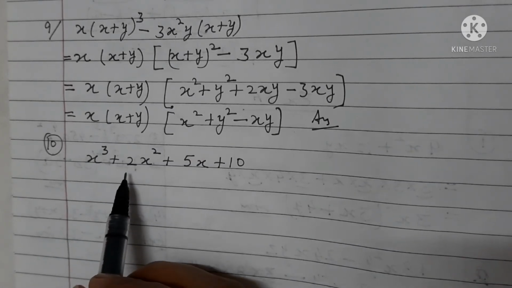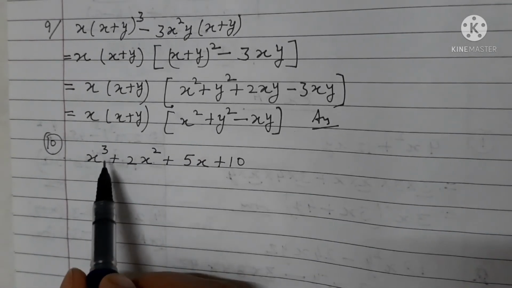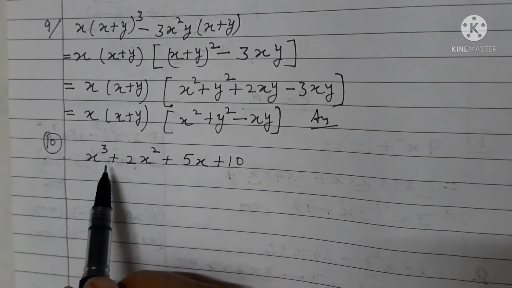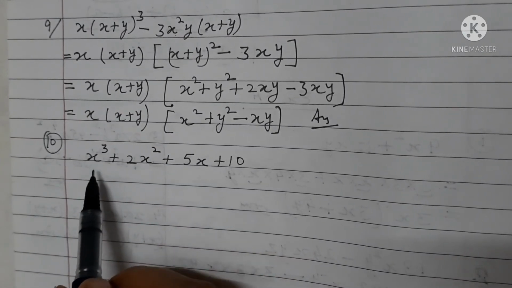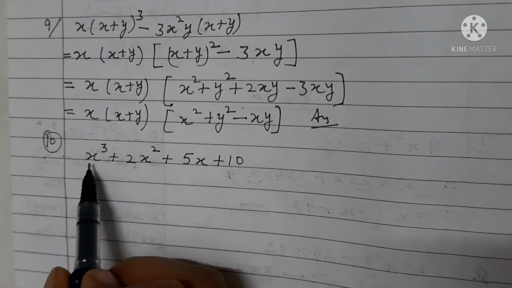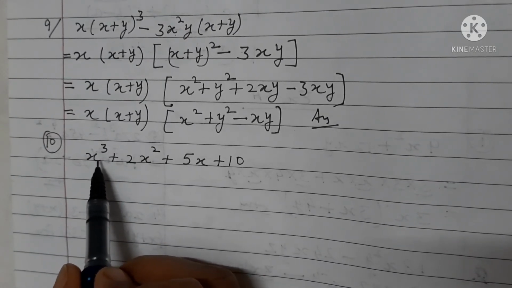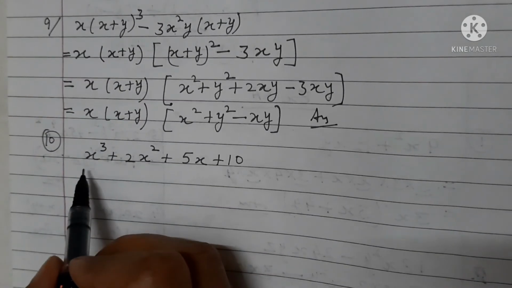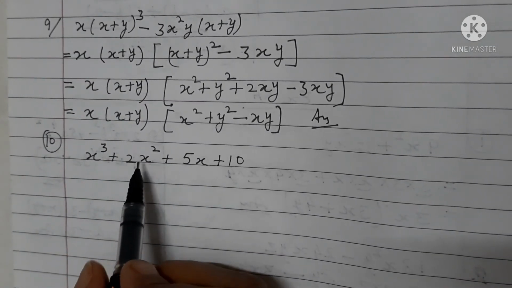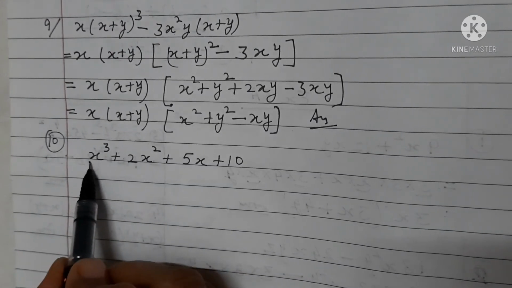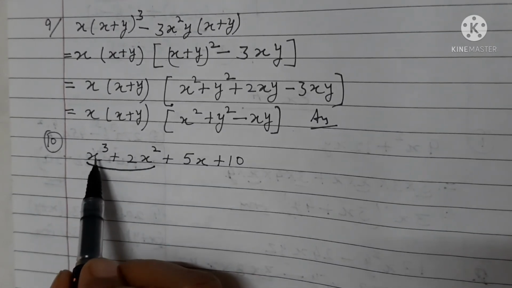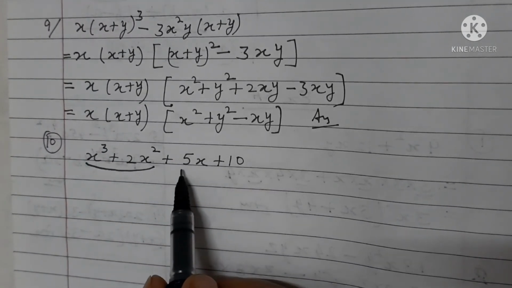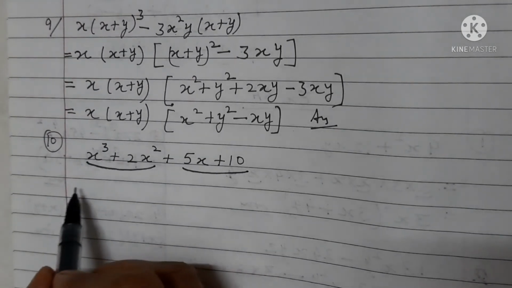See the question number 10. This is somewhat different from the above questions. Here there is no such factor which is common in each term, so you will make groups to take common. So you can make a group of these two, because this is x³, this is x², and 2 here, and another group of 5x + 10.